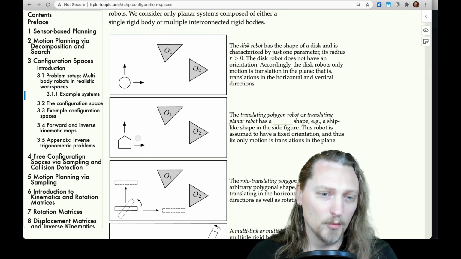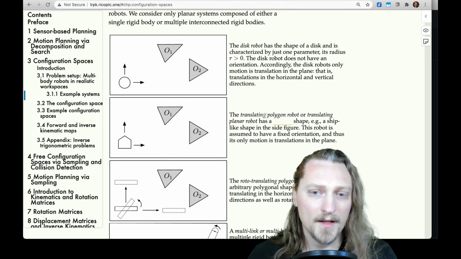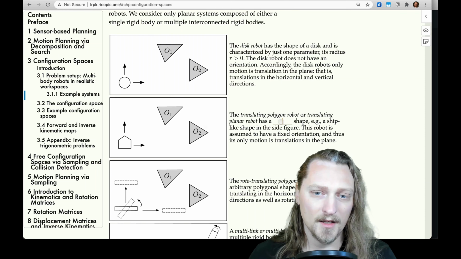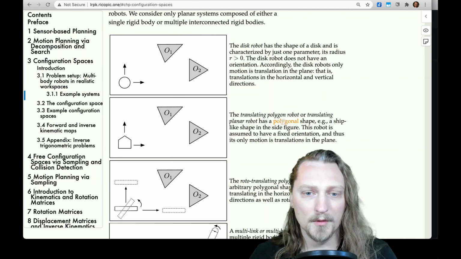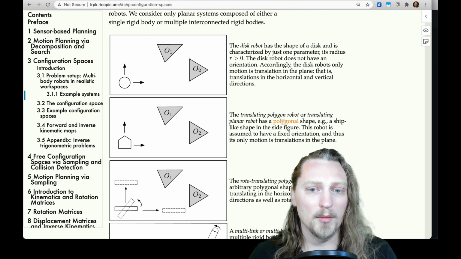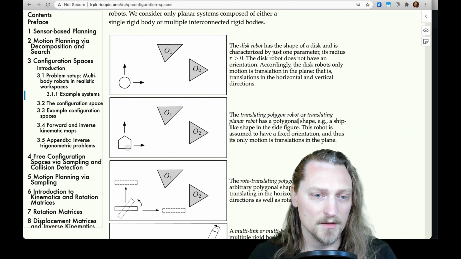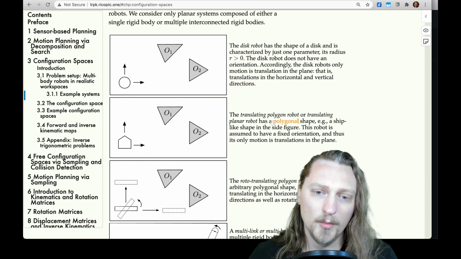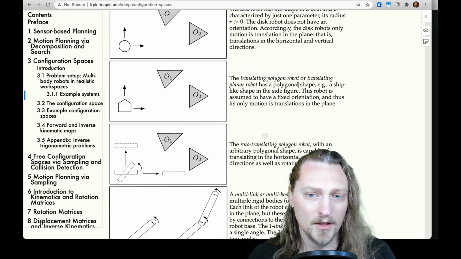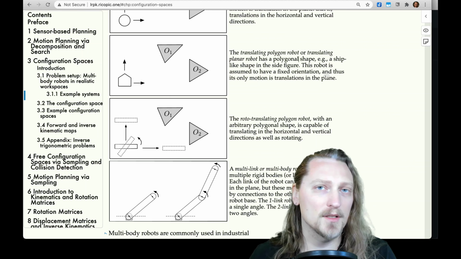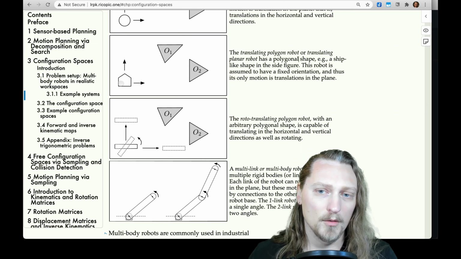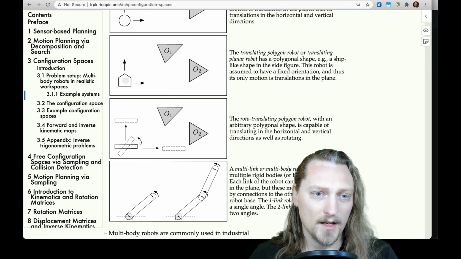Here's our second robot in a workspace. The translating polygon robot, or translating planar robot, has a polygonal shape. For example, a ship-like shape in the side figure. So here's a ship-like shape. This robot is assumed to have a fixed orientation, and thus its only motion is translations in the plane. So we have a fixed orientation, we can translate but not rotate here.